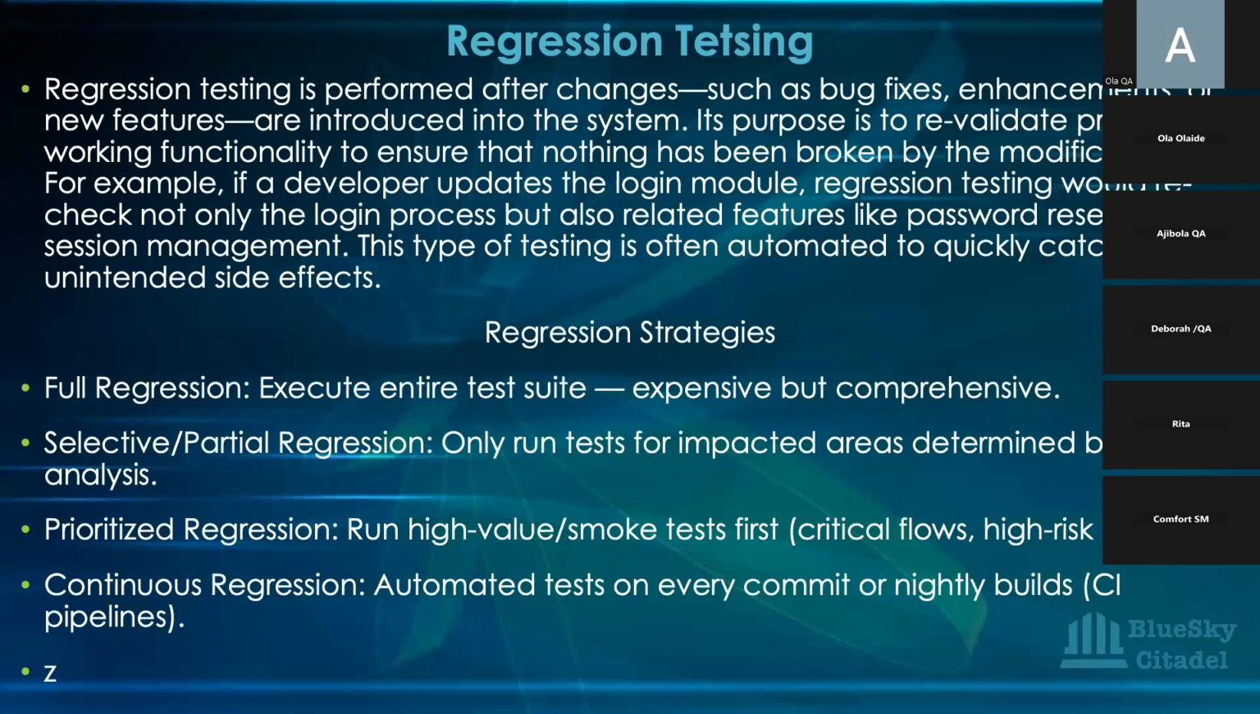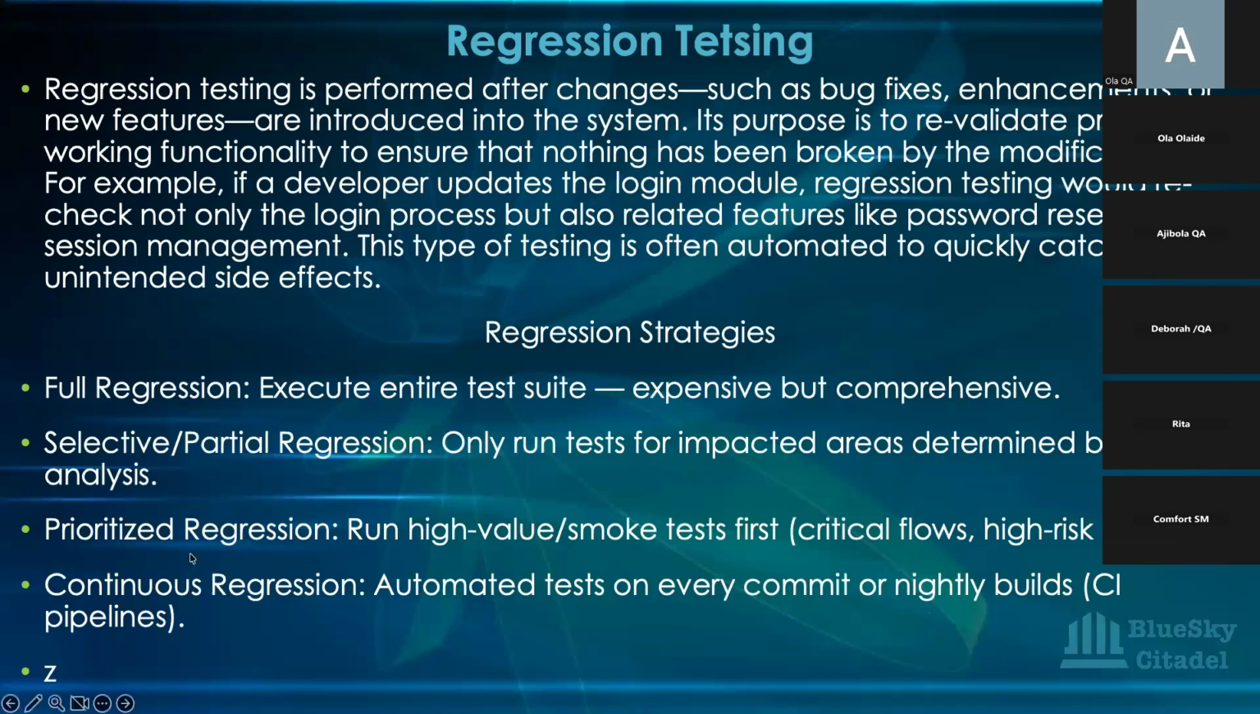The second one is selective or partial regression. You only run tests for impacted areas determined by change analysis. In our case, our change analysis is just related to the login process, which is the password reset, the session management, and the registration. They are related to the login, right? You won't be testing something like whether the user can buy an item. You won't be testing things that won't be affected by the changes. So with selective or partial regression, you say, this is related to the login, I'm going to test only this.